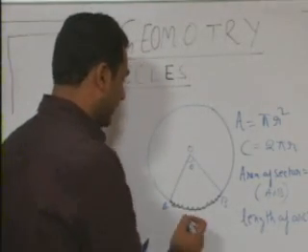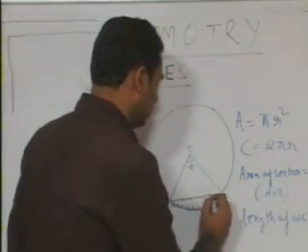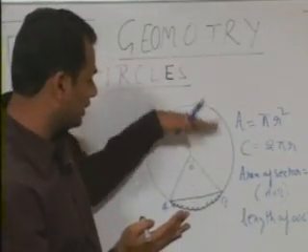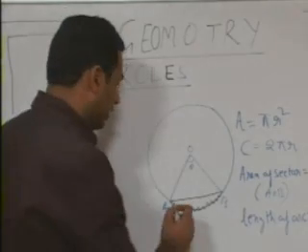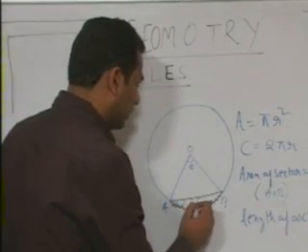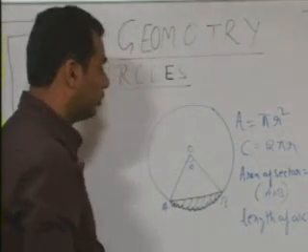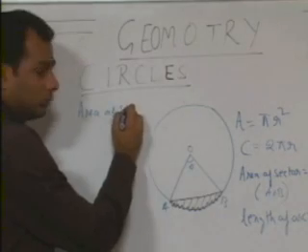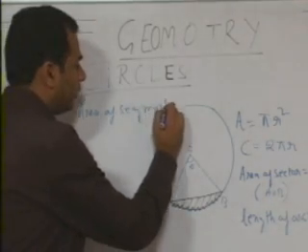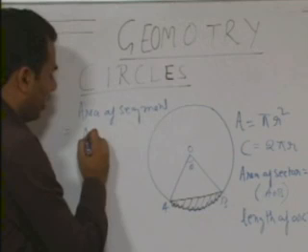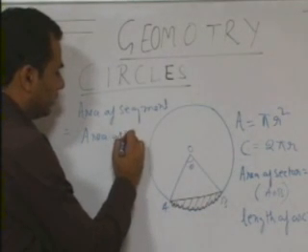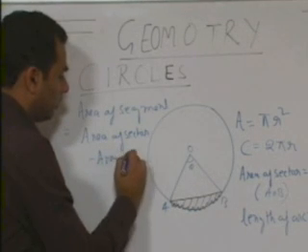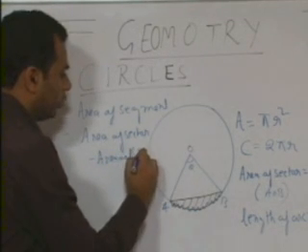Now if I join the points A and B, this entire circle will be divided into two segments. This is the upper segment, or you can say major segment, and this is the minor segment. Let's say I need to find out the area of this minor segment. So area of segment is always equal to area of sector minus area of triangle AOB.